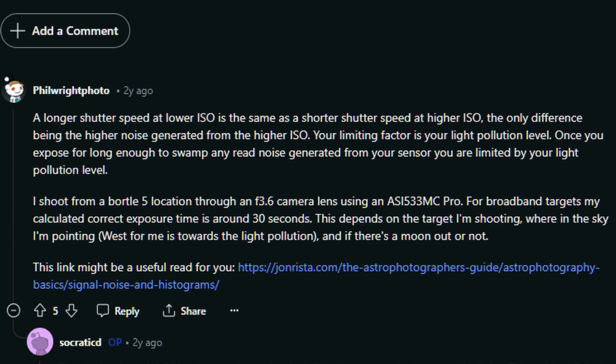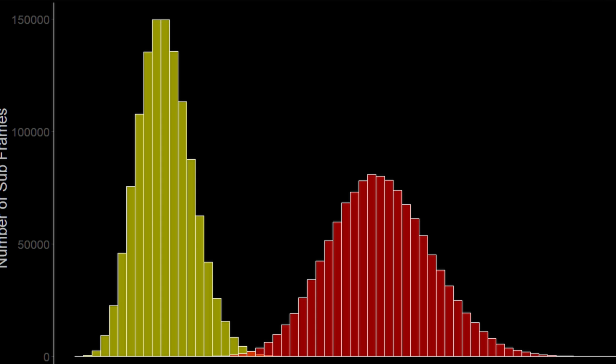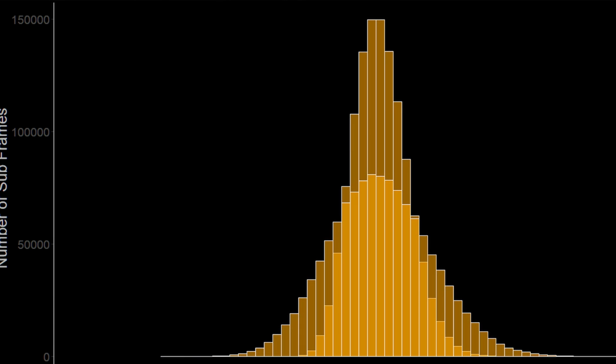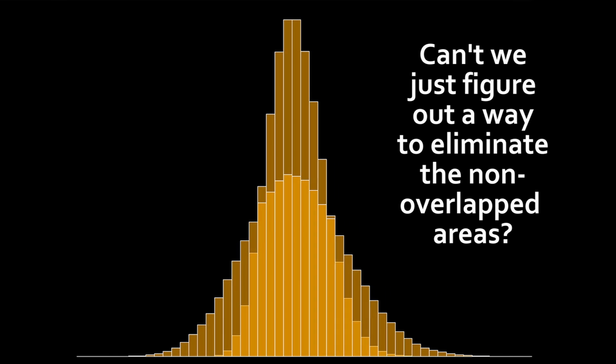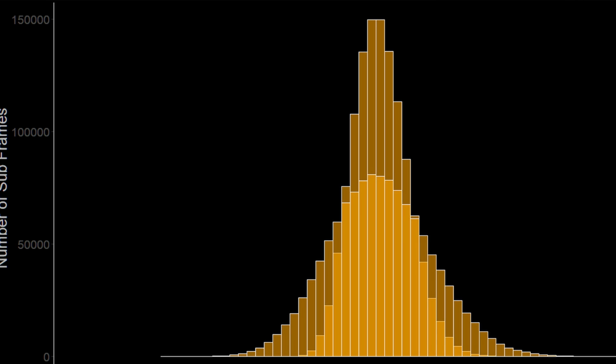So here's the histogram of the signal coming from a faint object, and here's the histogram of the light pollution. How do they combine? Something like this maybe, right? That doesn't look so bad. We still have a strong peak here. I'm sure there is some statistical magic we could use to isolate that peak. Maybe use sigma clipping with a low sigma value.